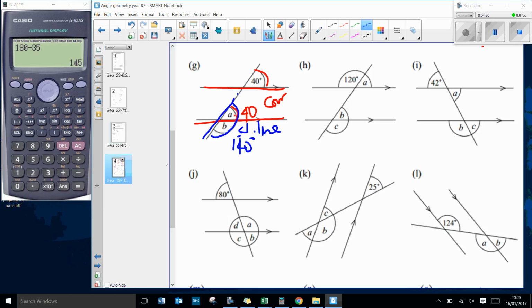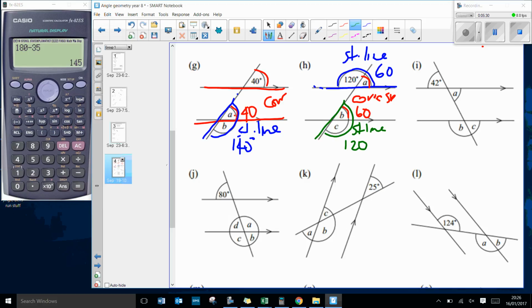Okay, next one, angle A is on a straight line with the 120. So angle A is 60. So that's 60, and that's a straight line reason. Angle A is then corresponding to angle B, and so angle B is 60. And then angle B and C are also on a straight line, and so that is 120.